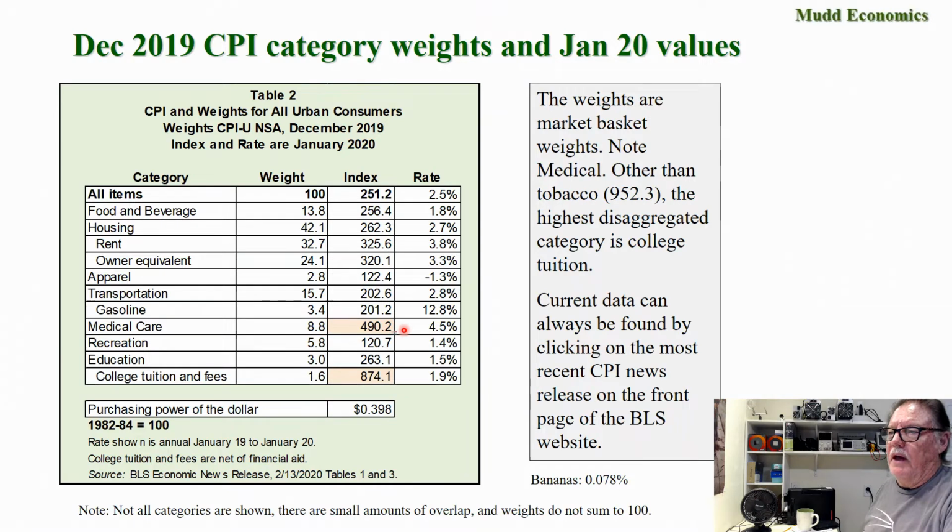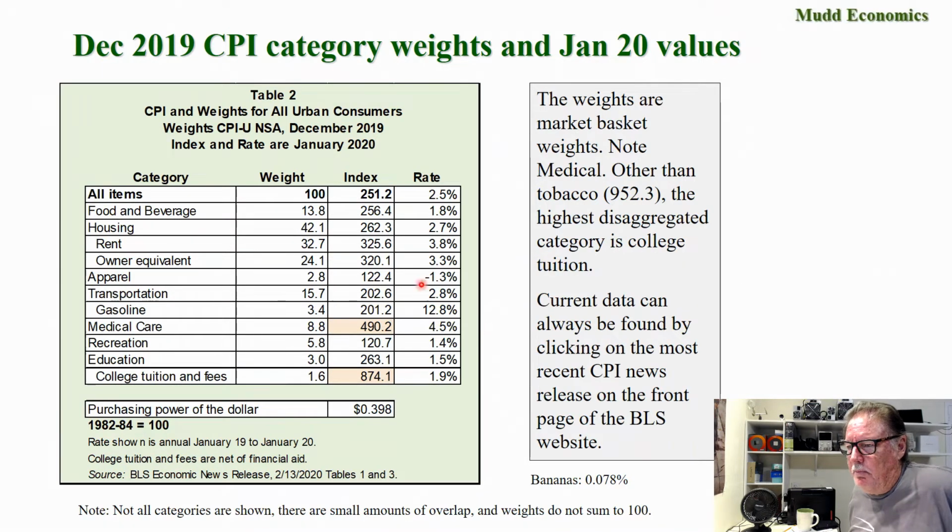Medical care only represents 8.8% of the market basket weight, but take a look at the size of the index on that, 490.2. So that's almost double the inflation rate of all items. And the rate last year was a staggering 4.5%. So, of course, that's one of the problems in the United States. The cost of medical care is so high. It turns out that it's a bit of a political issue, of course, or has the potential to be a political issue in this year's presidential elections.